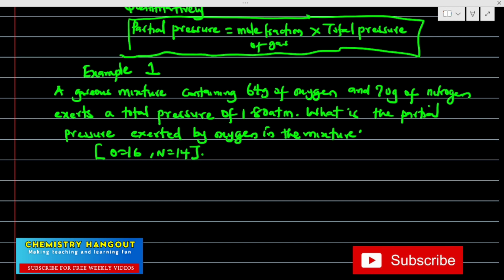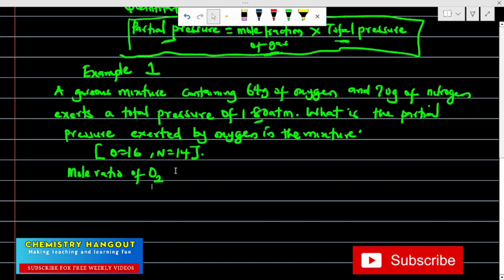So let's take it one after the other. The first thing here is to get our mole ratio first. Because for us to get a partial pressure, look at that, we need our mole ratio. We are already given the total pressure here. That's 1.80 atm. So we need our mole ratio. So let's get the mole of oxygen. Then we can now look for the ratio. So let's just take the mole of oxygen first.